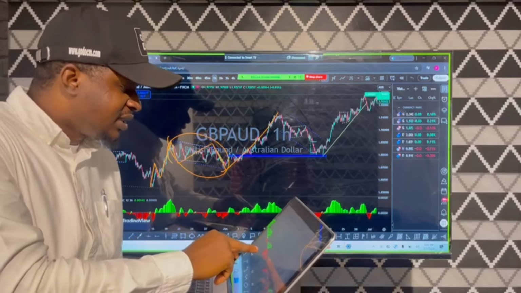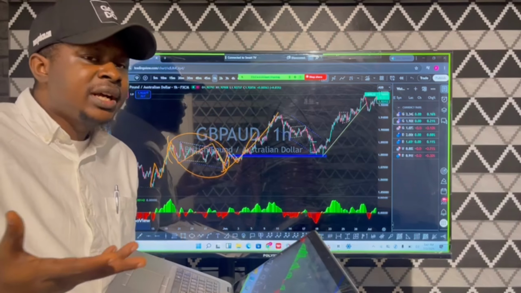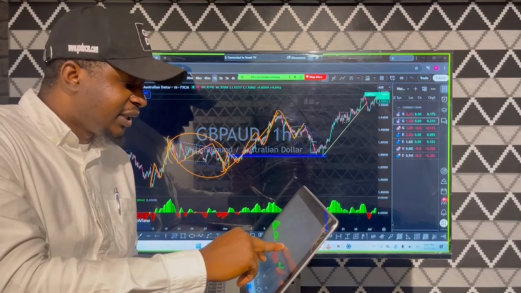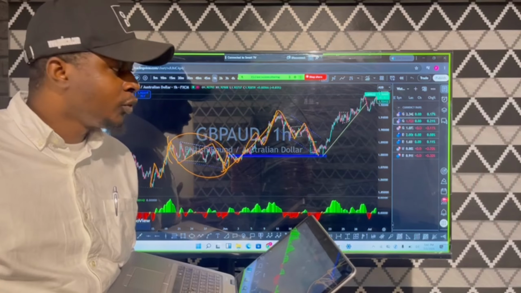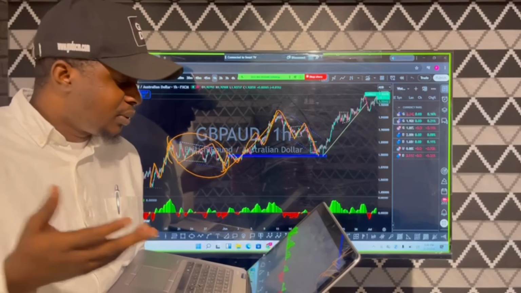Okay, and you can see another impulse that came in a 5-wave structure, but an impulse, fast and sharp. Now you can see a correction that came in a 3-wave structure. Hope you can see that and see how the market reacts and how the market moves.